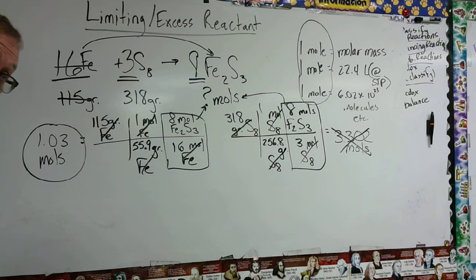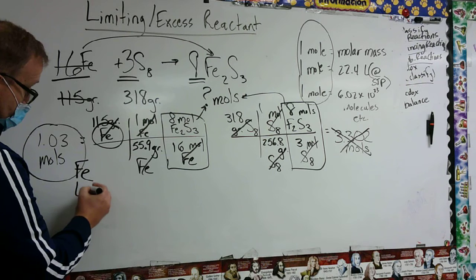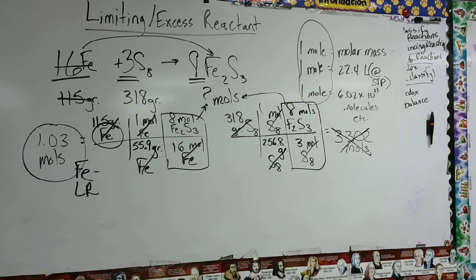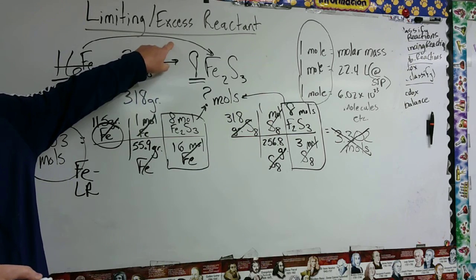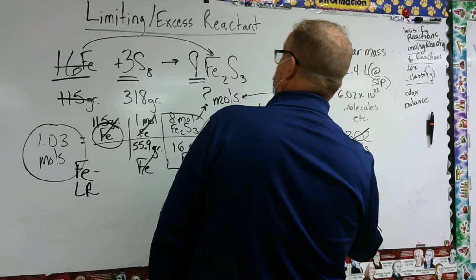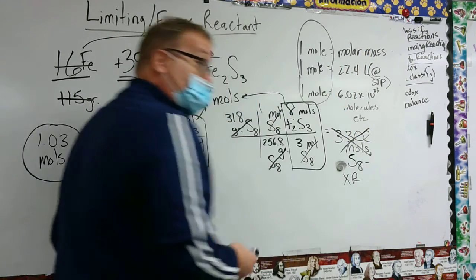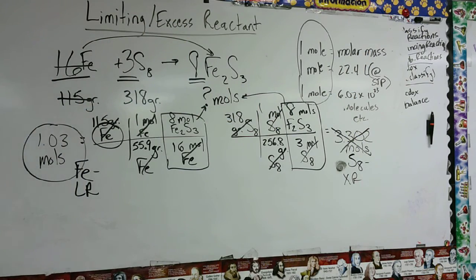So which one is my limiting reactant? We don't say the number, we say the thing. We call that an LR, or a limiting reactant, because it's the lowest. And then my other one must be the other one, which we call an excess reactant. The symbol's just a little bit different. We do XR for excess reactant. Okay?